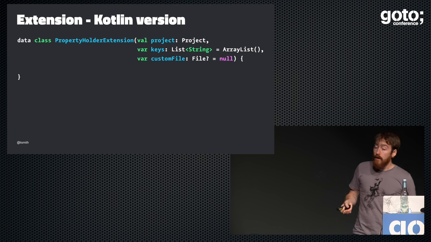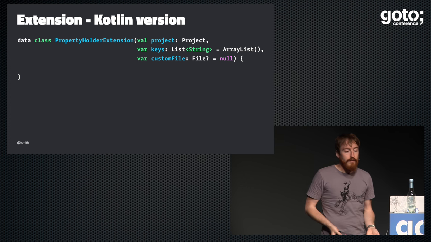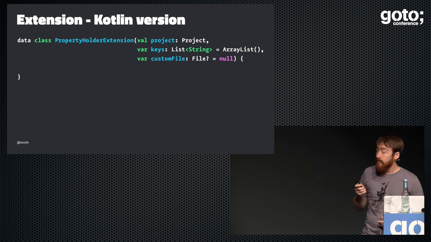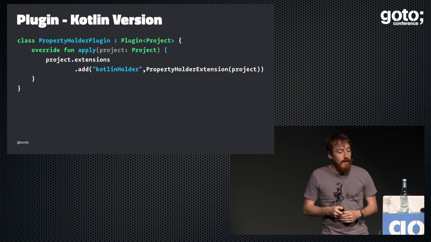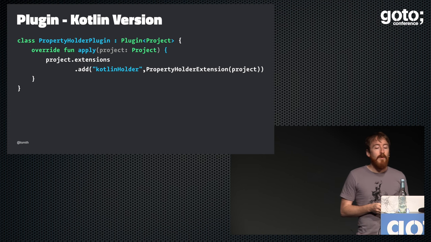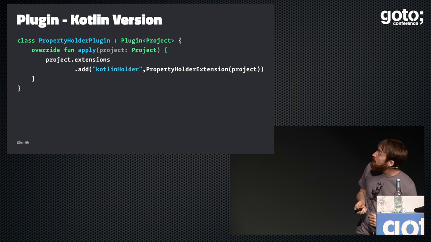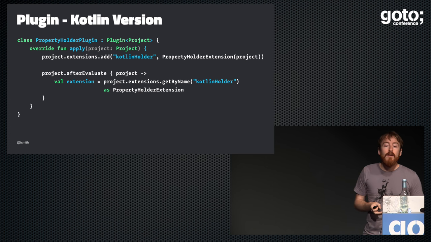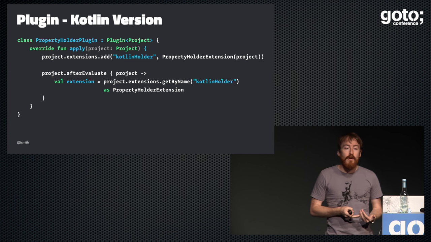Here's our version of the POJO as the Gradle extension. And this uses the data class from Kotlin. And now we're looking at the plugin class. Similar to before, we want to add the extension to the project. And again, we want to use the afterEvaluate here to allow the extension to be set in the build.gradle.